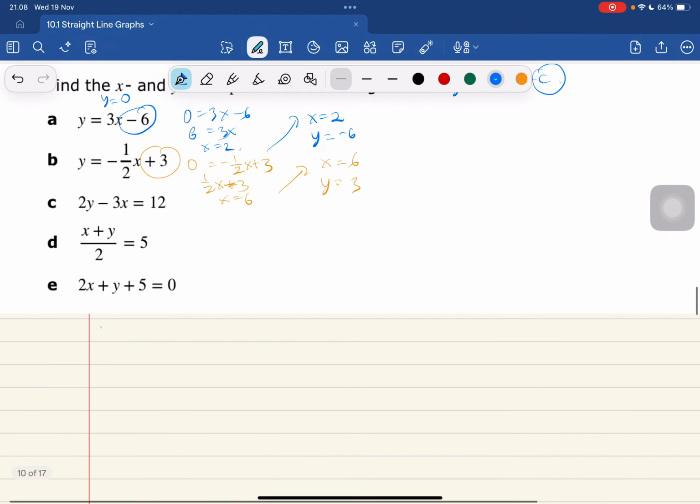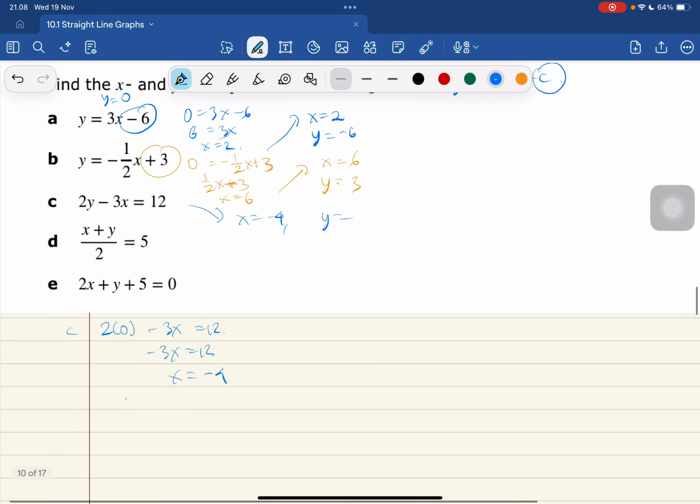Next question. Let us write here. So 2 times 0. This is for C. Minus 3x equal to 12. So x equal to minus 4. So here x equal to minus 4, X-intercept. And then y-intercept, we need to make it y equal. So 2y equal to 3x plus 12. So y equal to 3 over 2x plus 12 divided by 2 is 6. So here y-intercept is 6.